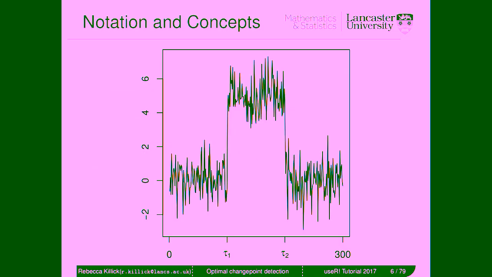Okay. So just to get some notation and concepts, if I have multiple changes, I'm going to call them tau 1, tau 2, tau 3, etc. I'm going to deal with tau 0.